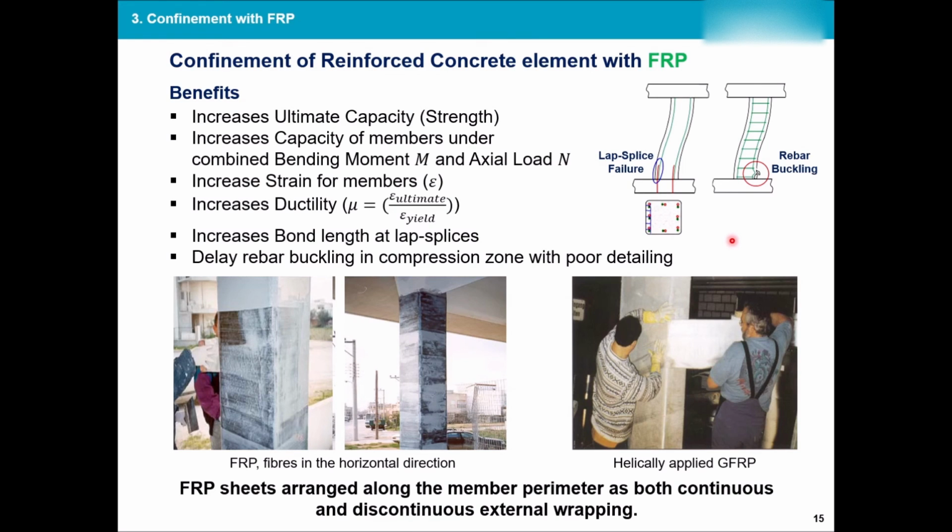Okay, let's quickly go through some benefits that confinement will bring to our reinforced concrete column. For example, as we discussed, it increased the ultimate capacity, it increased the capacity of a member which is under combined bending moment and axial load. This usually happens when the loading, the axial load, the compressive load, is not at the center of the column.